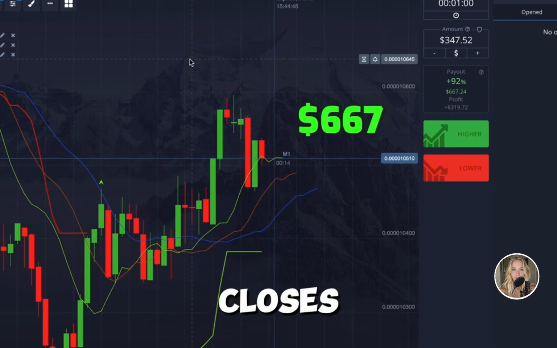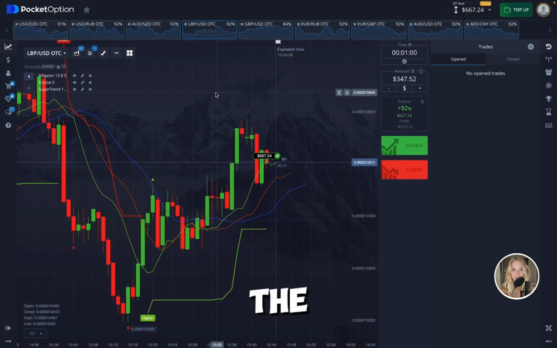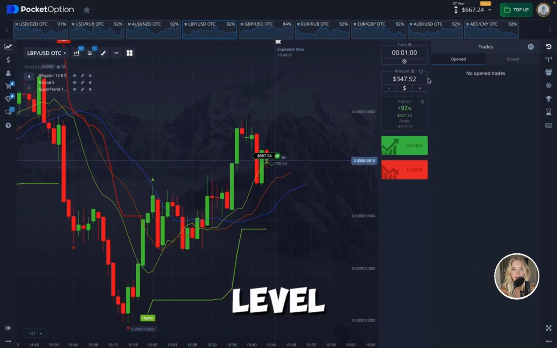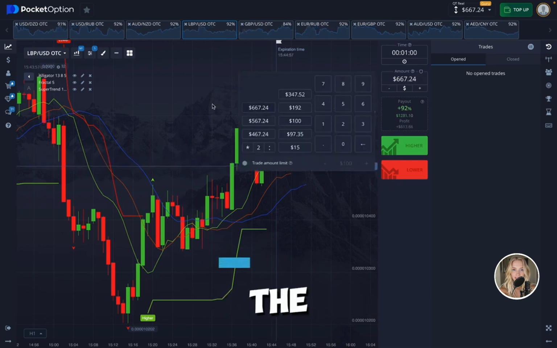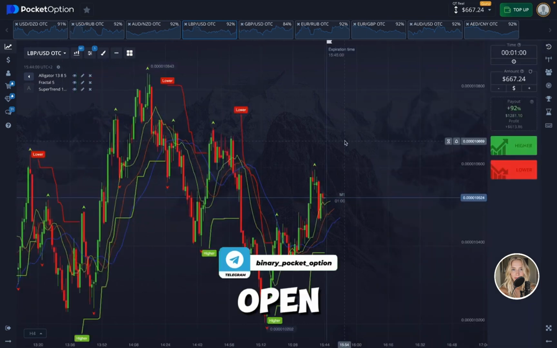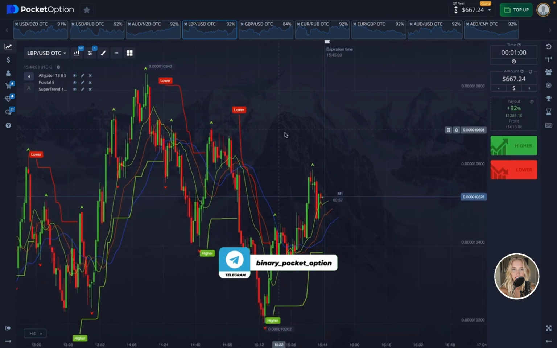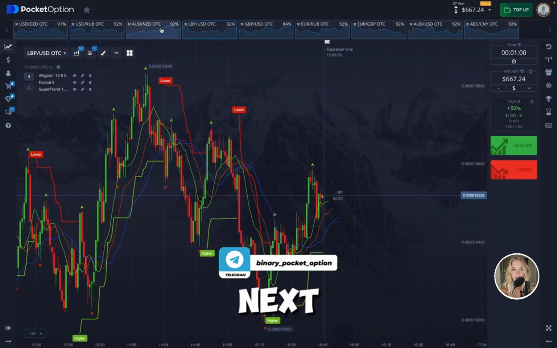And the position closes in plus. Great, the right timing of the opening and the opening level led to the successful completion of the position. Super! Let's do the next trade as well. I will open to the maximum balance amount. Let's continue trading and pick up the next currency pair.